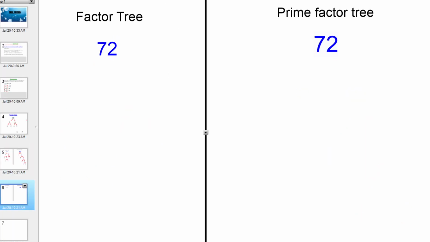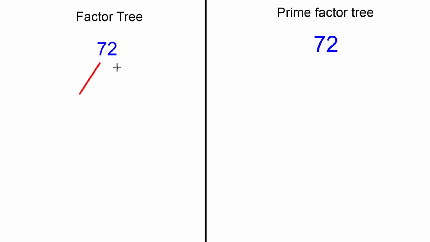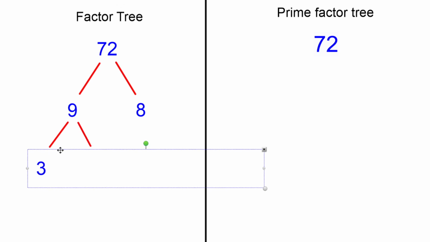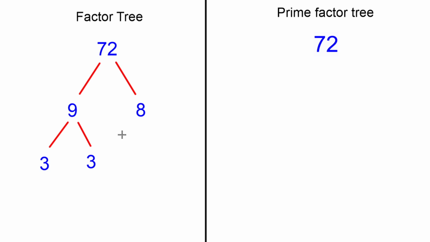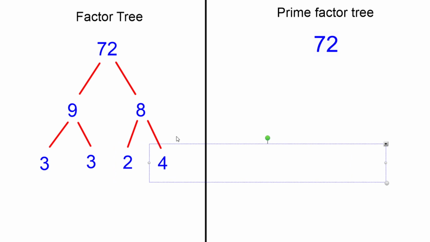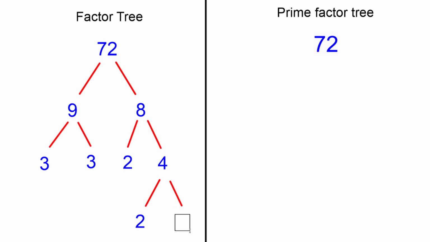Okay, so let's try the number 72. Okay, so if I do my factor tree, I can do 9 on this side and 8, and then from the 9 I can just branch down to 3 and 3, the 8, 2 and 4, oops, and that 4 becomes a 2 and 2.